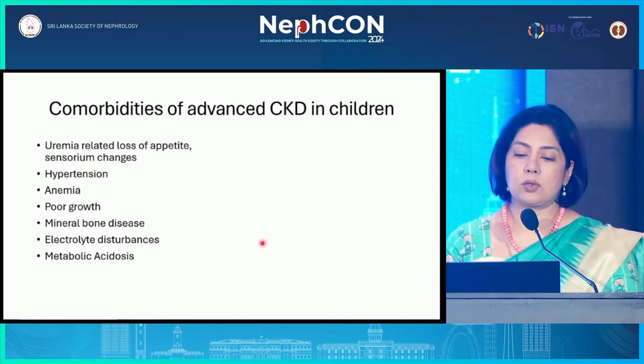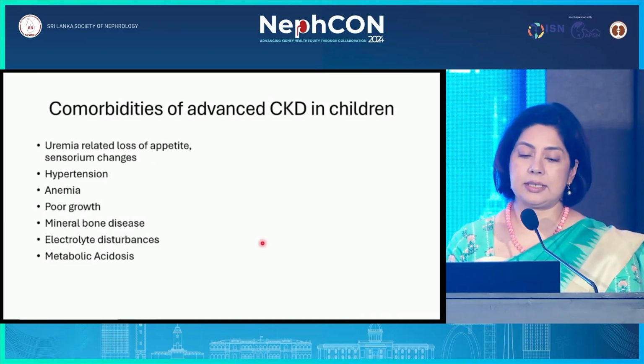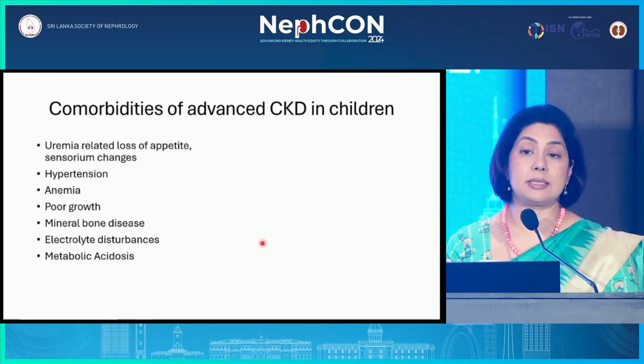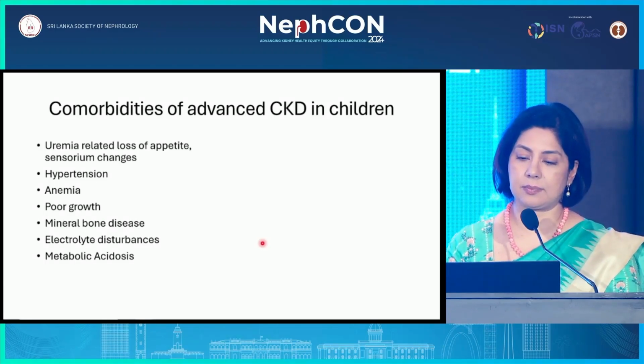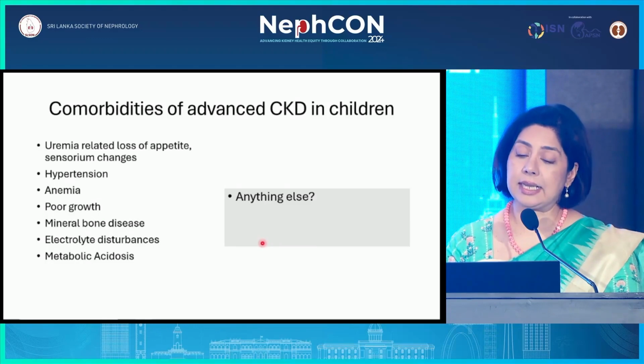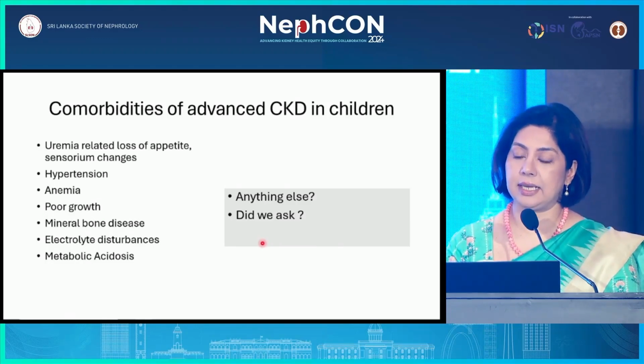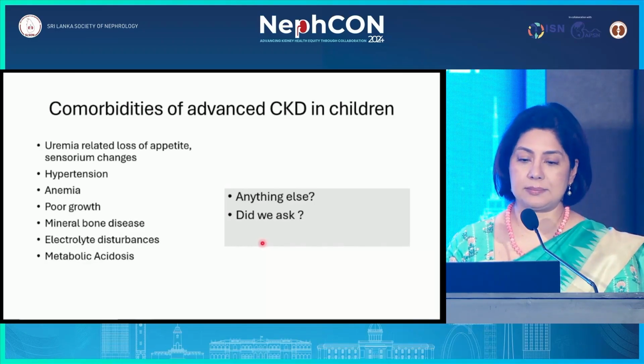So we all know these comorbidities of advanced chronic kidney disease in children related to uremia. They have hypertension, anemia, poor growth, mineral bone disease, electrolyte disturbances, and metabolic acidosis. Anything else that they have? Did we ask them if they have anything else to talk about?